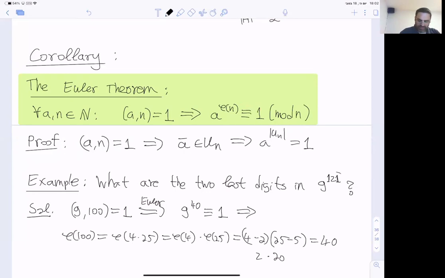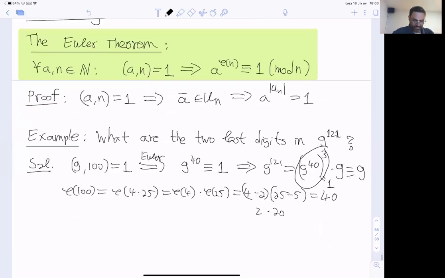So I want to understand what this thing is. So 9 to the 121 is 9 to the 120 times 9. 9 to the 120 is all 1. So the consequence is that the two digits are 0, 9. Okay, the two digits are 09.